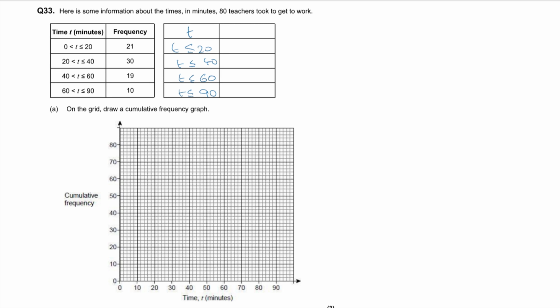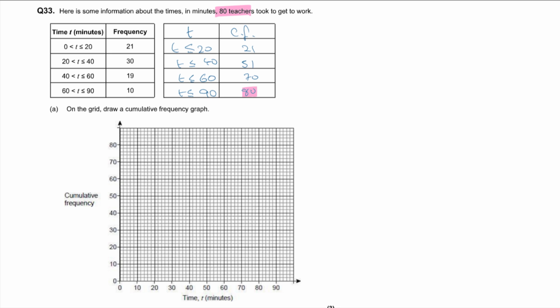Okay, and then this is going to be the cumulative frequency here. So the number less than 20 is just the first answer is 21. Then the next one is going to be 21 and 30, that's 51. The next one is going to be 51 and 19, that's 70. And then adding on 10, that's 80. I was saying before, you can then usually just check that against what's in the question up here, because it's usually written there, so you can usually use that to check your work.